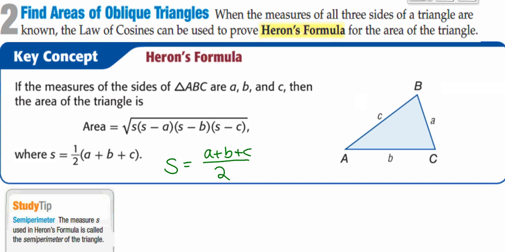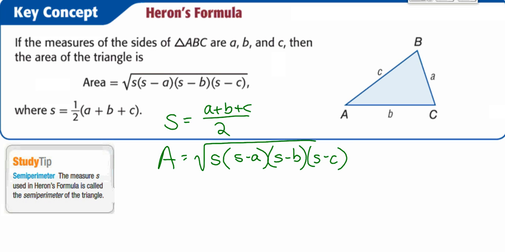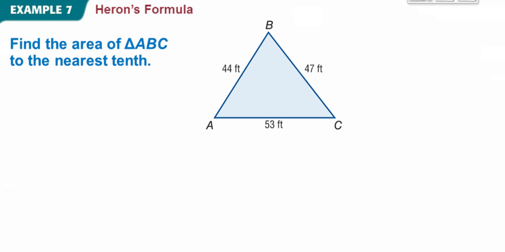If you know Heron's formula, it's very easy to find the area of a triangle. Area is the big square root of s times (s minus a) times (s minus b) times (s minus c). Since we've done the law of cosines, we could find those angles and figure out other things from there, but this is a very straightforward problem. Find the area of triangle ABC to the nearest tenth. We have no angles that we know about; we have the lengths of three sides.